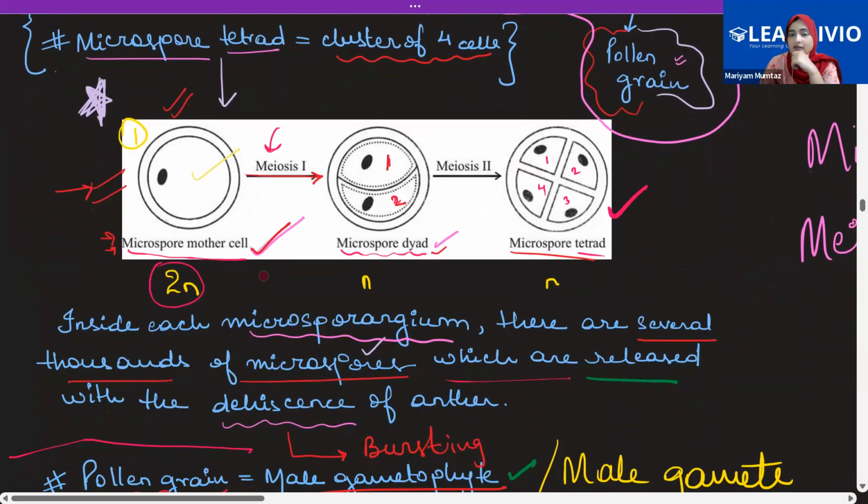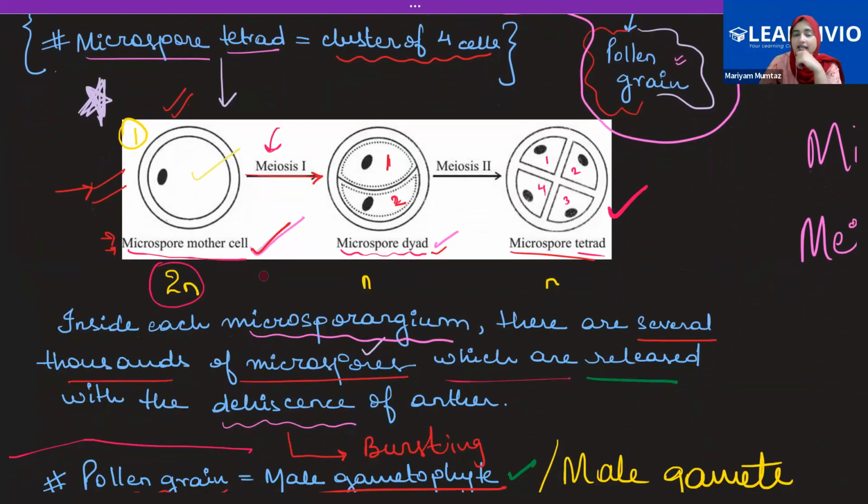This third picture is of the tetrad. You can count the number of cells. The second picture is of a dyad. Dyad means 2 cells, or 2 cells in one.